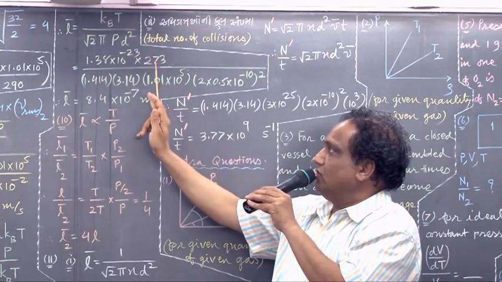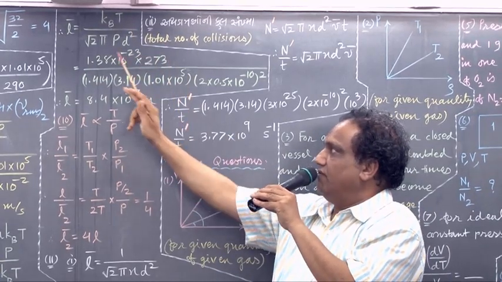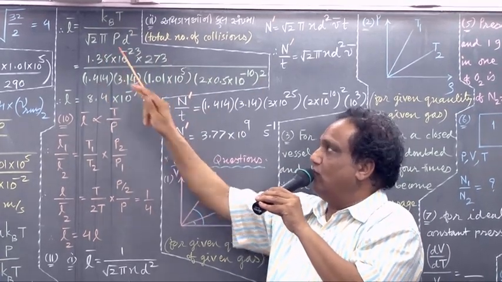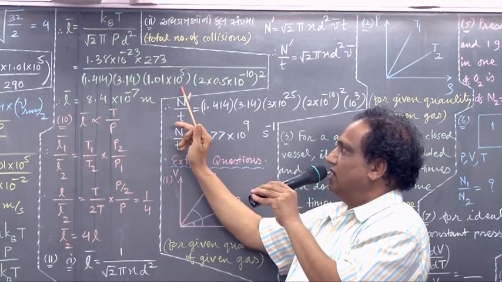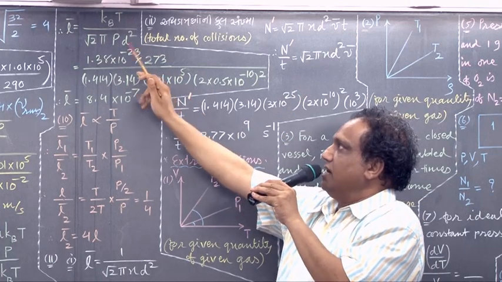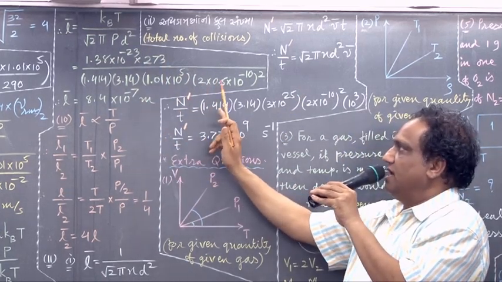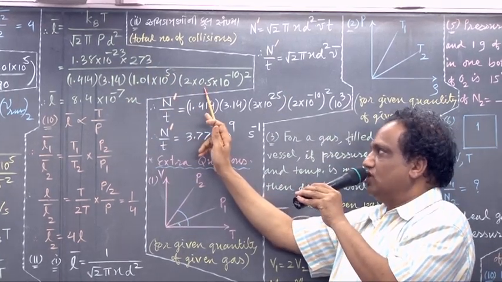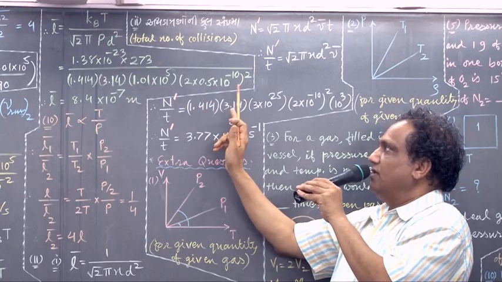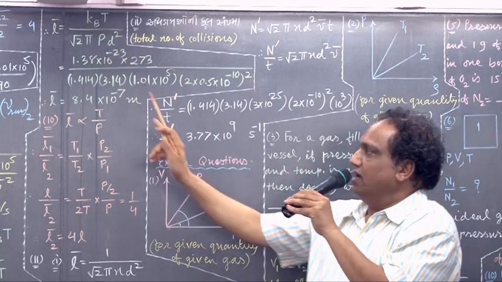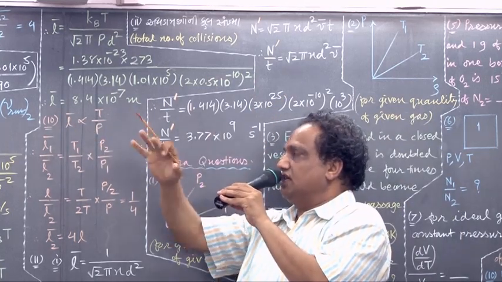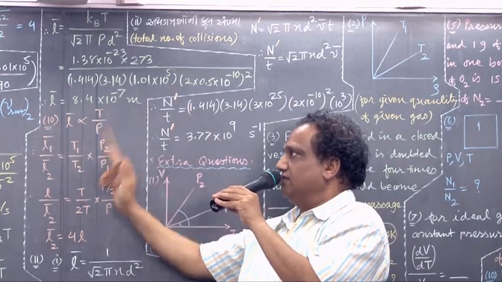Absolute temperature 0 plus 273, so it is 273 Kelvin. Root 2 is 1.414, pi value 3.14. Pressure 1 atmosphere, so it is 1.01 into 10 raised to 5 Newton upon meter square. Diameter is double the radius. Radius you are given 0.5 angstrom. Convert it into meter, multiply by 10 raised to minus 10. Don't forget to square it. You are finding mean free path, which is a distance. Unit of distance is meter. Next.